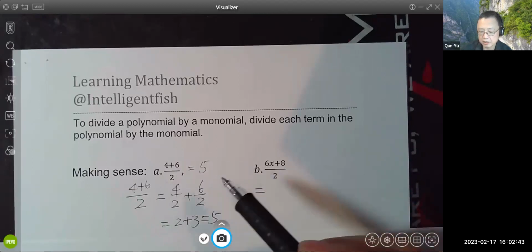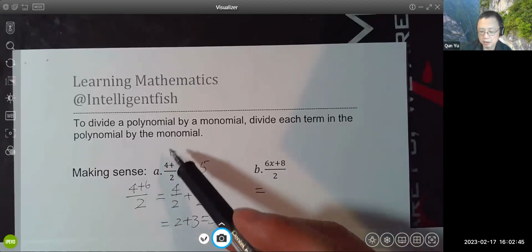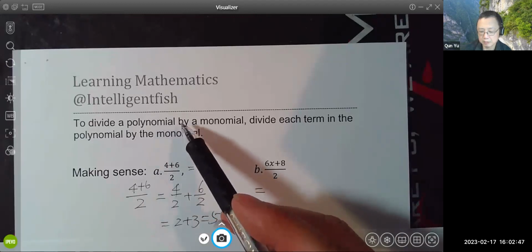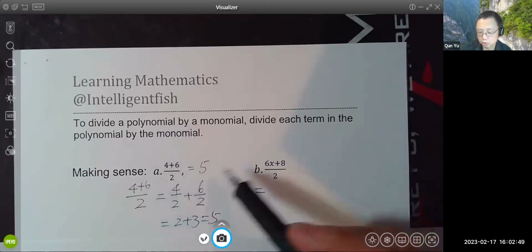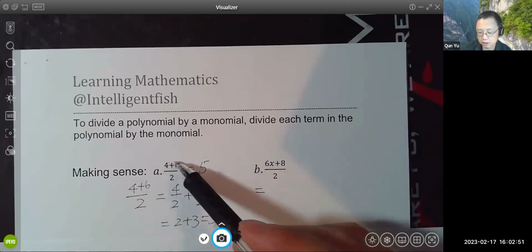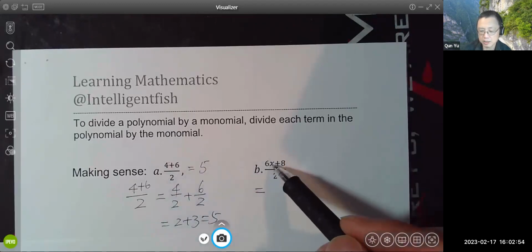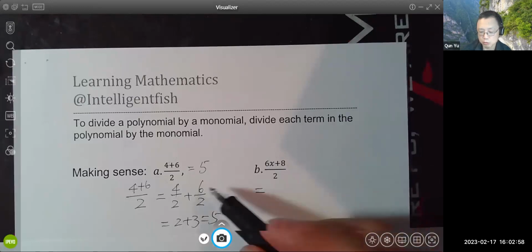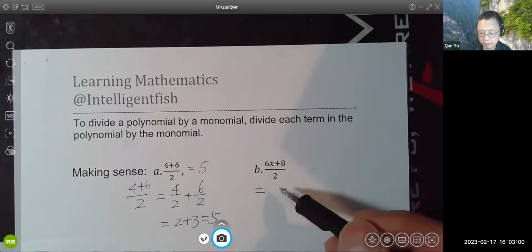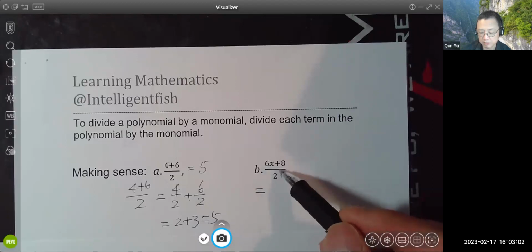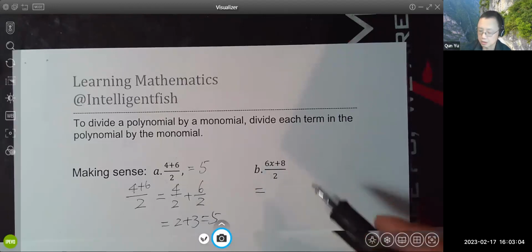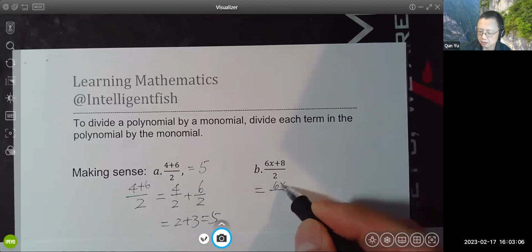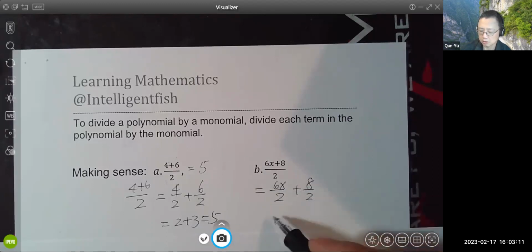This is the reason we learned this division, dividing a polynomial by a monomial. If we try to do it the same way here, add these two together, divide by 2, we can't. We do not add them together. But after we learn this distribution property, we can still do it by using each term on the top divided by the same divisor. So this is 6x divided by 2 plus 8 divided by 2. And the result is 3x plus 4.